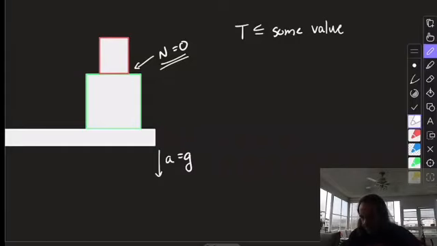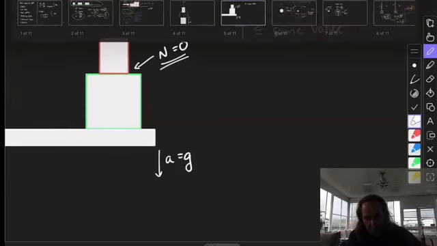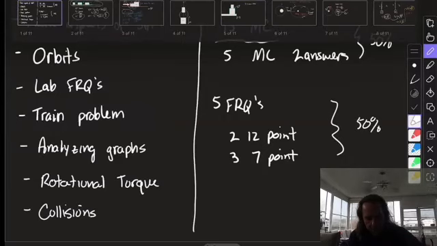All right. I think that's pretty good for the train problem. I think we should look at those experimental FRQs now. I think that's on the list, right? We looked at a couple of them already. So let me see. Oh, and analyzing graphs is in there too.